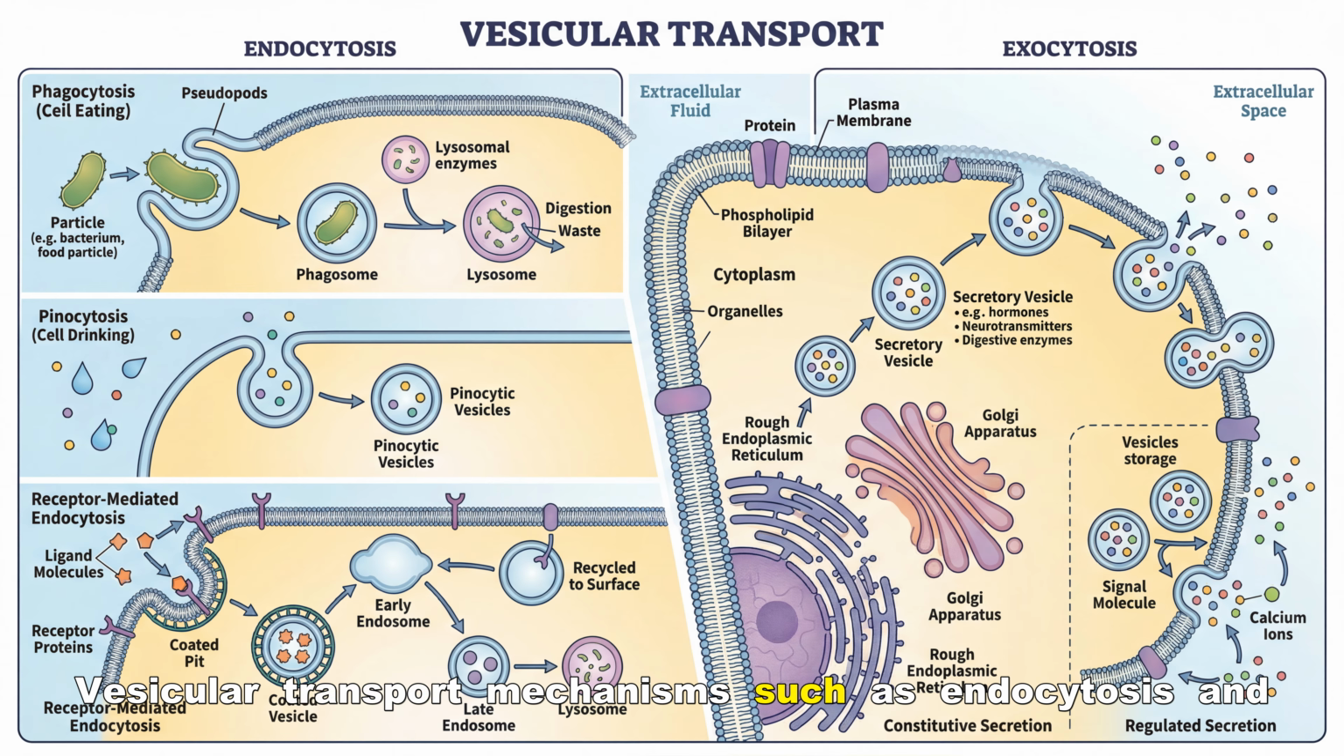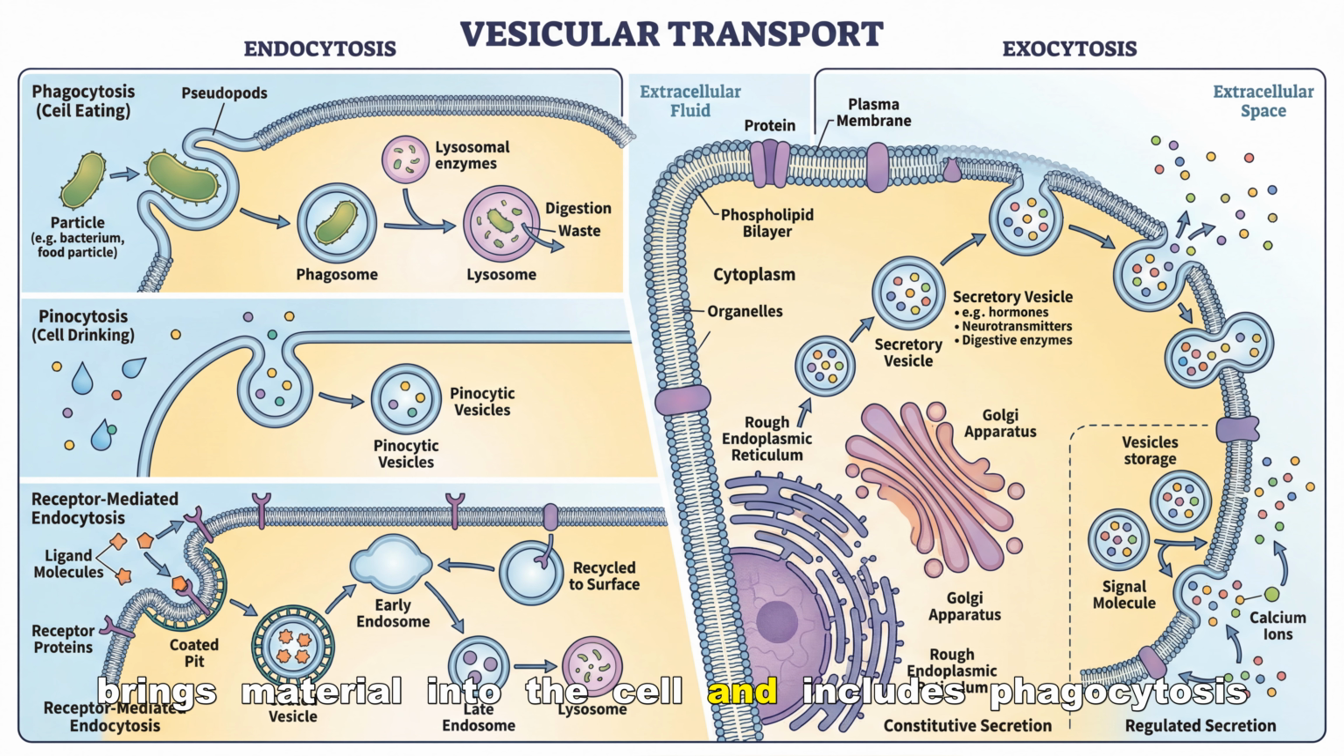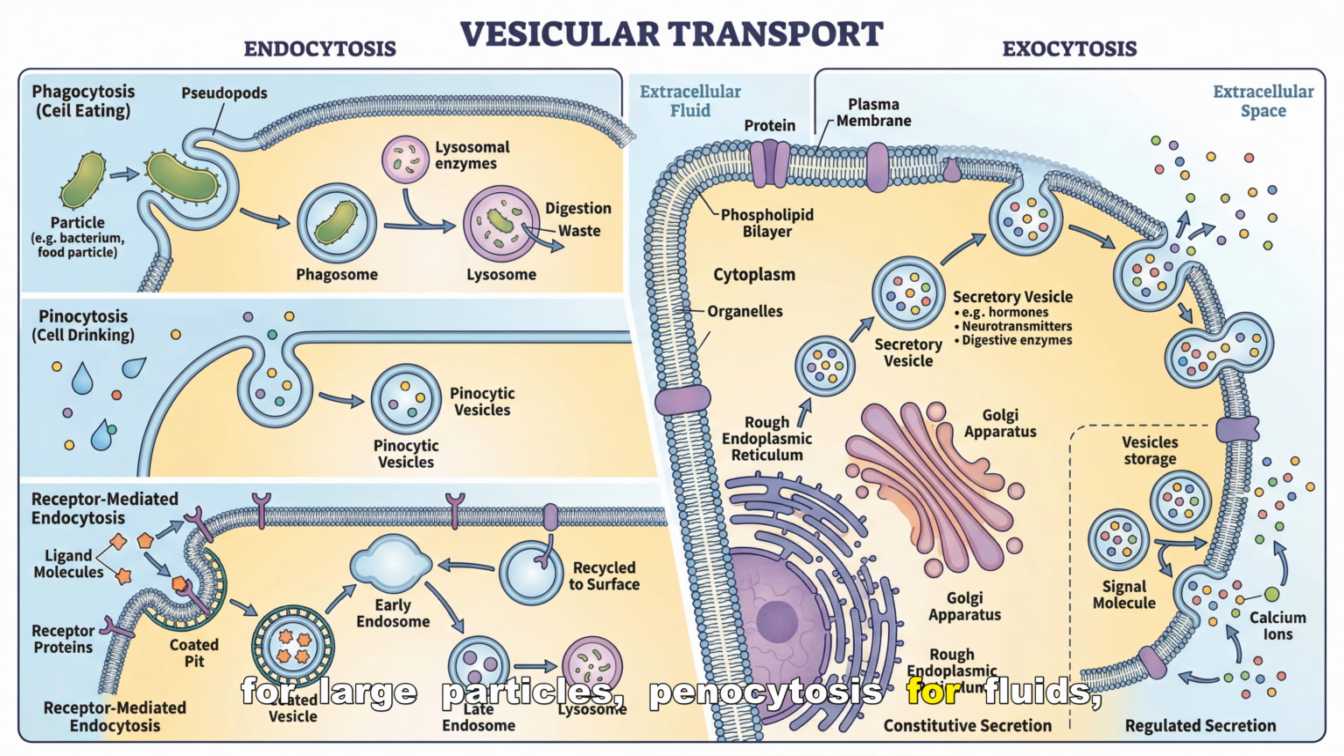Vesicular transport mechanisms such as endocytosis and exocytosis move large molecules and particles across the membrane using membrane remodeling. Endocytosis brings material into the cell and includes phagocytosis for large particles, pinocytosis for fluids, and receptor-mediated endocytosis for specific molecules like LDL cholesterol. In receptor-mediated endocytosis, ligands bind to receptors, triggering vesicle formation, a process often associated with clathrin-coated pits.